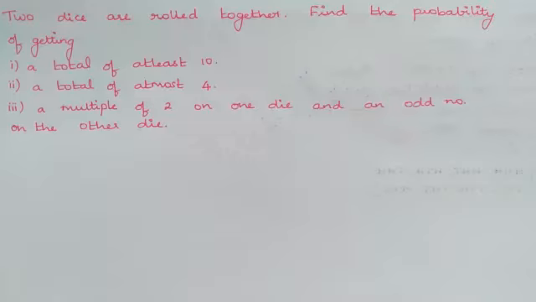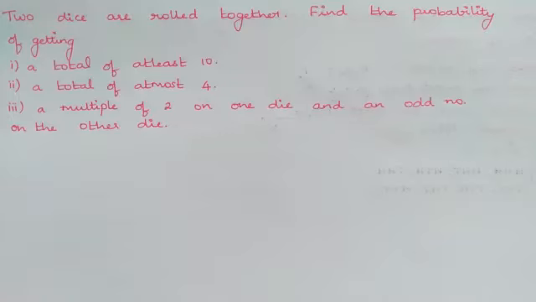So we will have various possibilities. For example, if the first die shows 3 on its face, the second die might show 4, or it might show 5, 6, anything. We don't know that. So the first thing is we need to write all the possible outcomes when we are rolling these two dice.